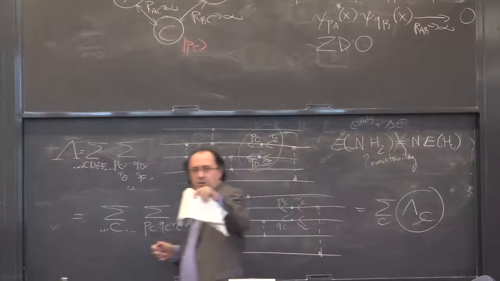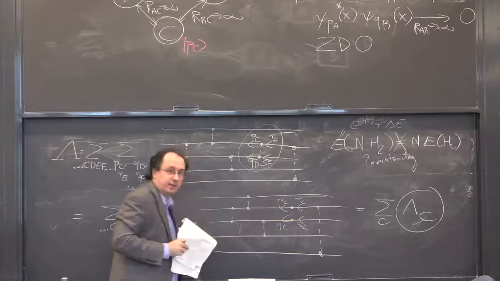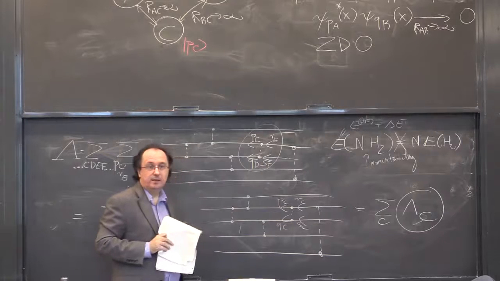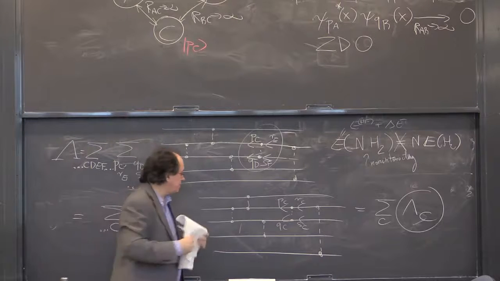You have a question, Mike? So lambda C here corresponds to this same picture, this whole connected diagram, but restricted to the fact that each vertex has the same fragment. Yes, because this propagates.